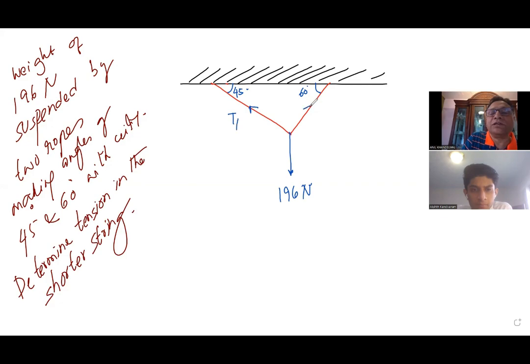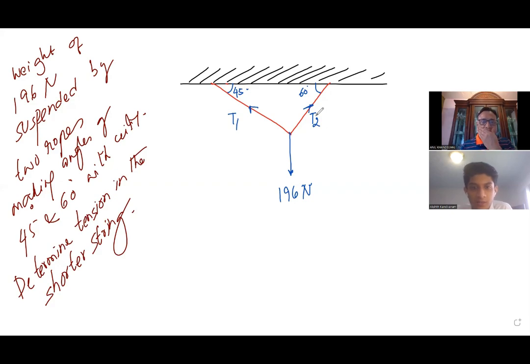Which one is the shorter string? So it would be T2, right? Because in a triangle, smaller angle, smaller side opposite. Bigger angle, bigger side opposite. So it's T2. There are so many things you have to understand conceptually. Shorter string really means it is opposite the smaller angle, right? If you make accurate diagrams, more or less, you can see for yourself which is the shorter. Now tell me, how will you solve this?